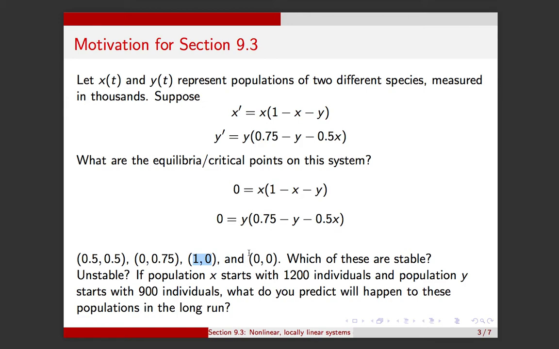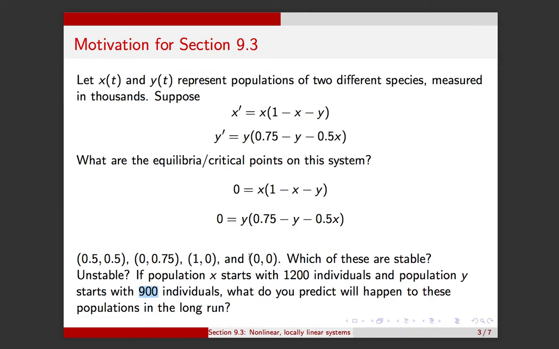Which of these equilibria are stable, which are unstable? In particular, suppose I ask you this concrete question. Suppose population X starts like that, population Y starts with 900. What happens in this system? Do they both die out? Does one dominate the other? Can they coexist? Etc., right?